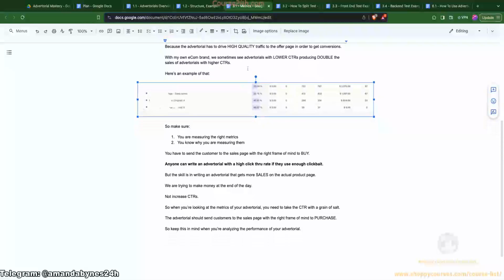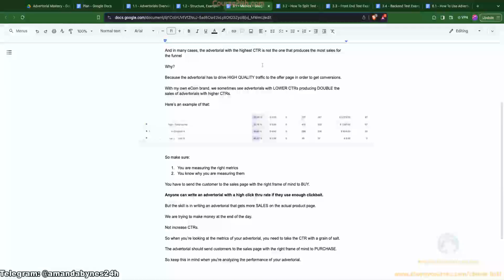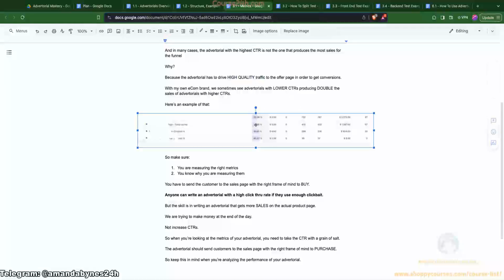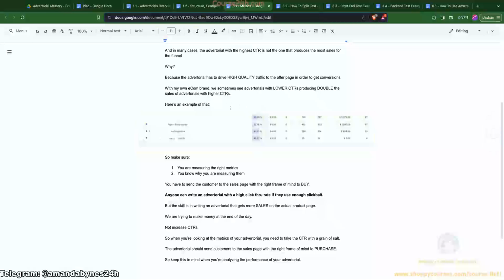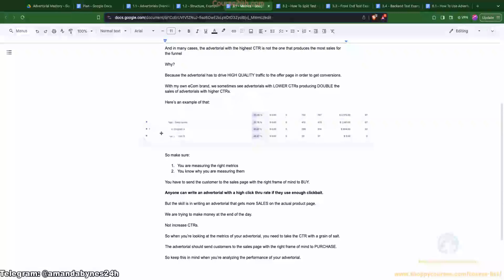Now, the reason for that, like I said, is because the advertorial has to drive high quality traffic. And most likely what's happened here is that with this advertorial with the lower click through rate, people don't click as much, but the quality of people that do click is much higher. They have a much higher intent to buy the product. But just make sure that you're measuring the right metrics and that you're not completely focused on click through rate alone, and that you're focused on the sales.